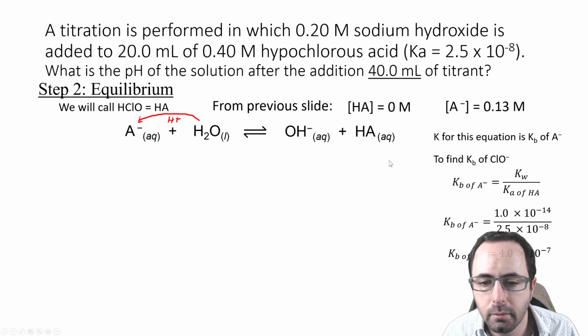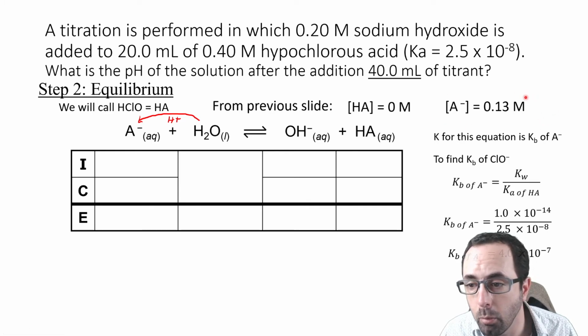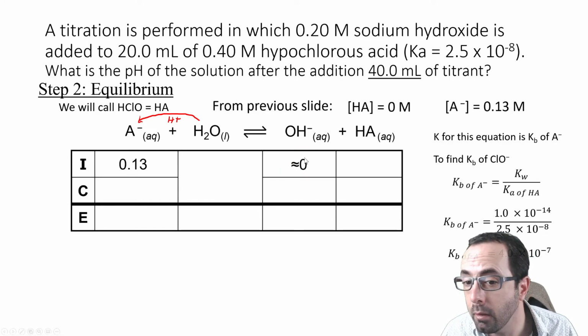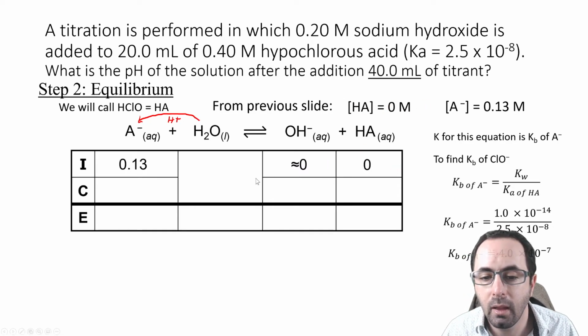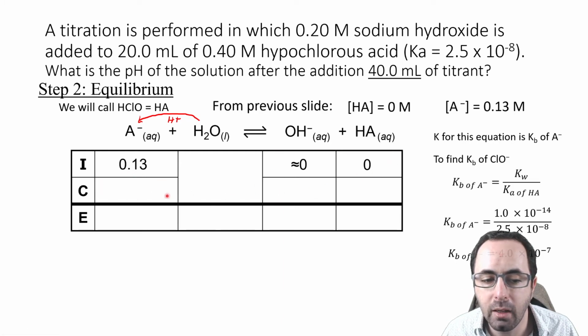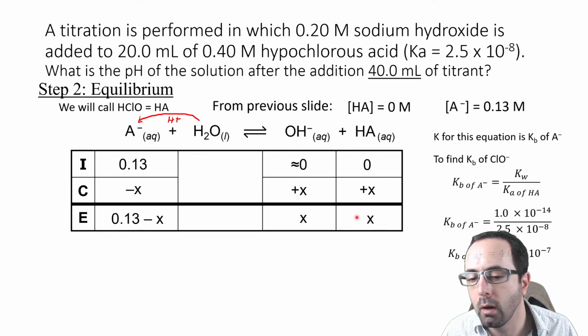All right. Now, our initial concentration of the conjugate base is 0.13 molar from the last slide. Our concentration of hydroxide is going to be close to 0. Our concentration of our weak acid is now 0. We're at the equivalence point. And so this reaction must go forward. It can't go backwards because there's no products. So we're going to have minus x here, not 0.13, because it's a weak base. Minus x here, plus x here, plus x here. So our equilibrium concentration is 0.13 minus x, and then x for hydroxide and x for the weak acid.